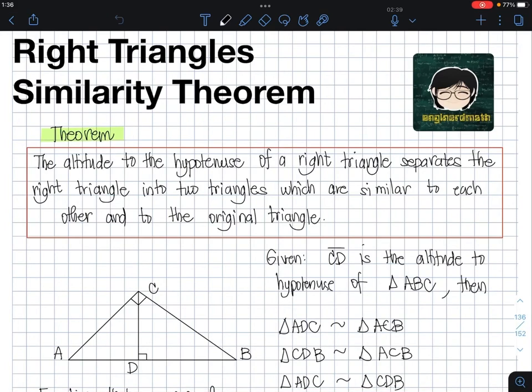Sa video na to ay tuturo ko sa inyo ang right triangle similarity theorem. So kung gusto nyo itong matutunan, just keep on watching.